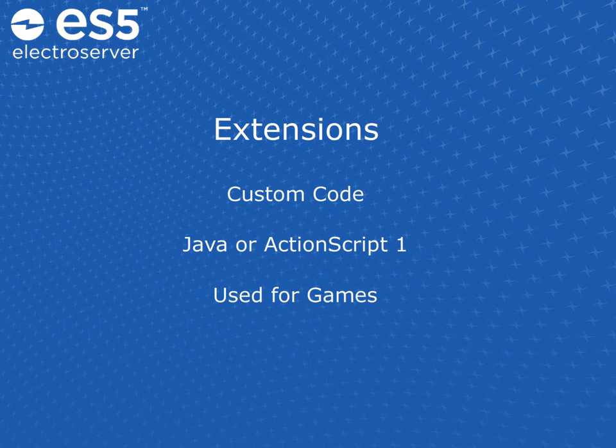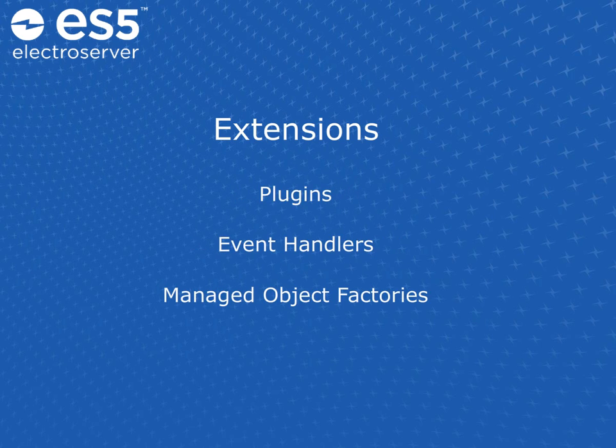Example extensions would be, say, the server-side game logic for a poker game, or some server-side logic to handle validating user login information against a database. There are three types of components that can be used to make up an extension. There's plugins, event handlers, and managed object factories. Let's talk about the plugins first, and then we'll move on to the others.